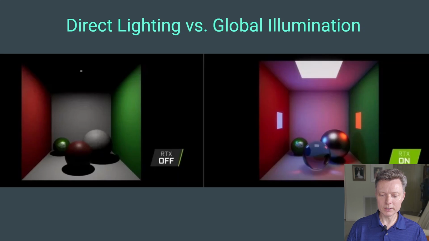But then in order to get these color bleeding effects and these soft shadows with an area light source, you have to use path tracing for that. But as we'll see, path tracing is a natural extension of ray tracing. And so once we learn how to do ray tracing, path tracing is just the next natural step.